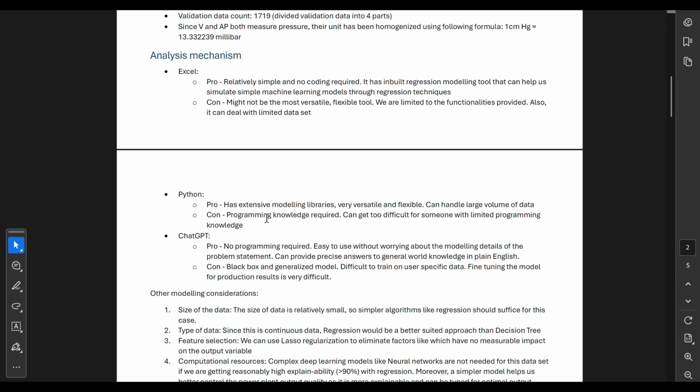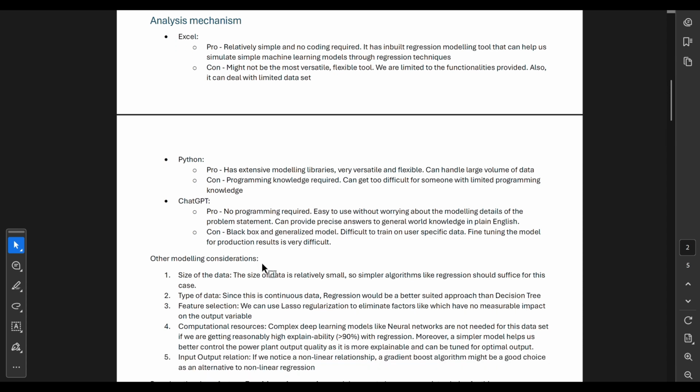Now, to evaluate our various mechanisms for analysis, we can use Excel, we can go for a programming language like Python, or we can use one of the online AI tools like ChatGPT for doing this analysis. Each has their pros and cons. However, given the size of the data that we have, which is relatively small, it makes sense to go for Excel because it's relatively simple. Not a lot of coding is required there. It also has an inbuilt regression modeling tool.